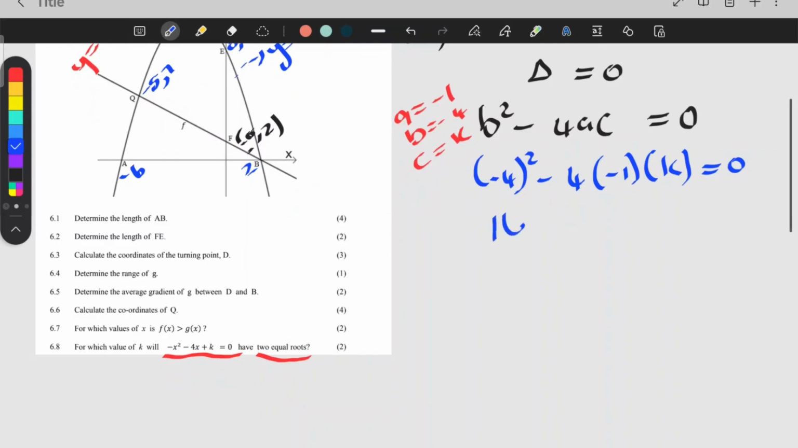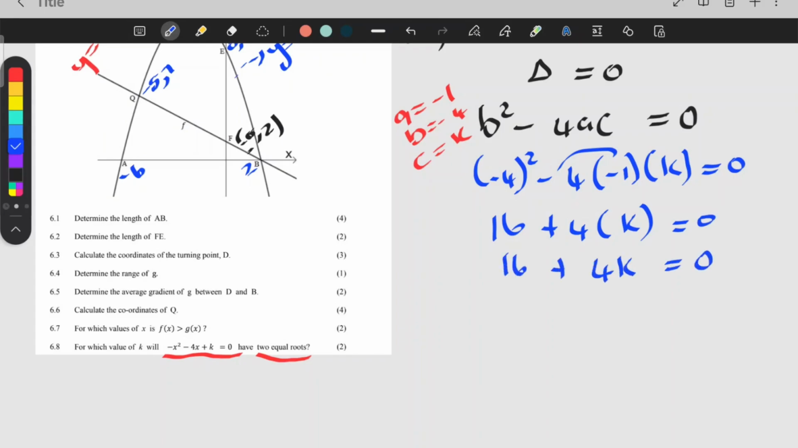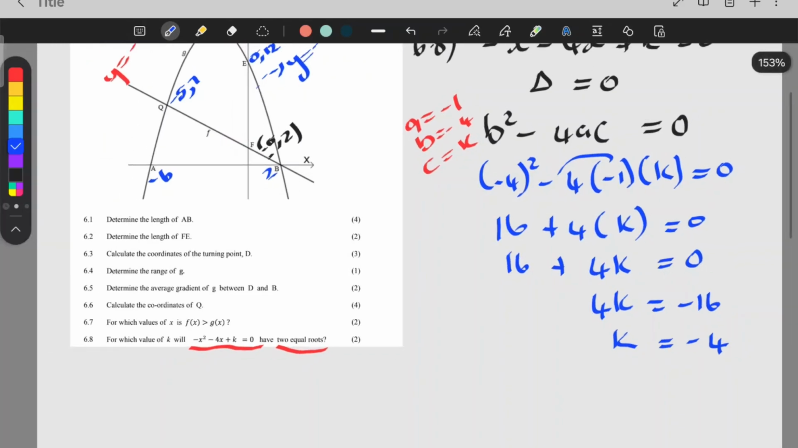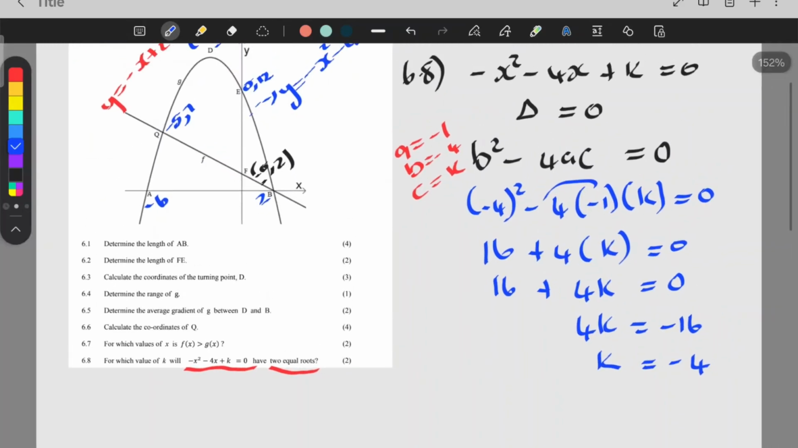So okay, let's see. This is 16. This times this is a plus 4, and then times k. So 16 plus 4k is equal to 0. So I get 4k to be -16. So I get my k to be -4. And that's the answer. For which values of k will this have equal roots? Where k is equal to -4. And that is what your memo has.